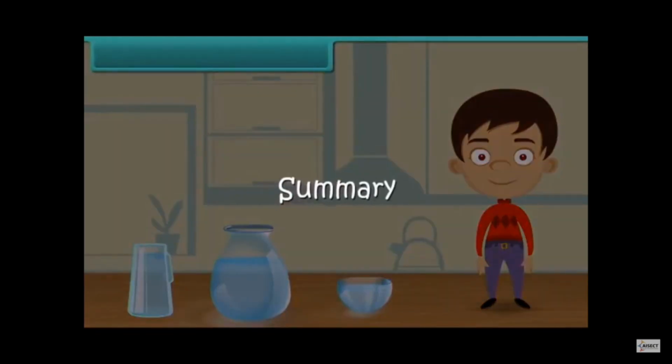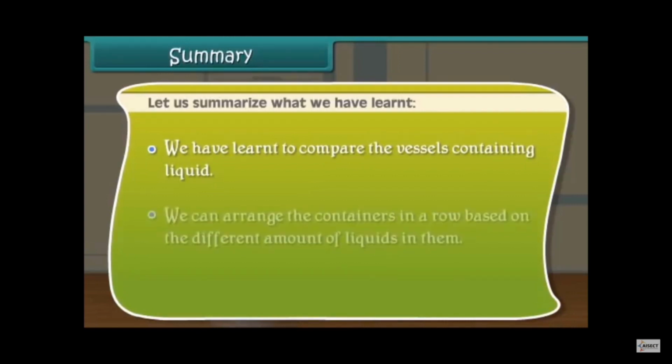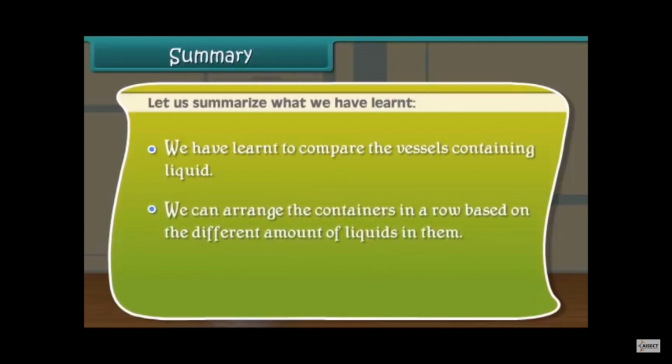Summary. Let us summarize what we have learned. We have learned to compare the vessels containing liquid. We can arrange the containers in a row based on the different amount of liquids in them.